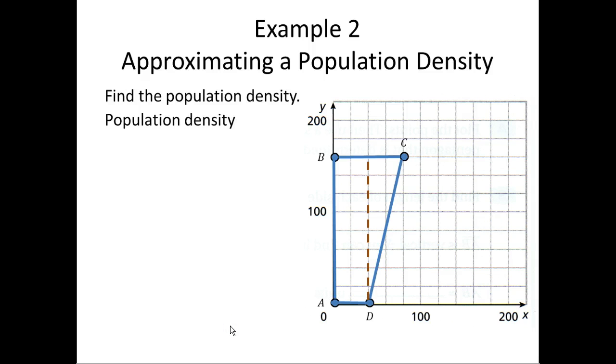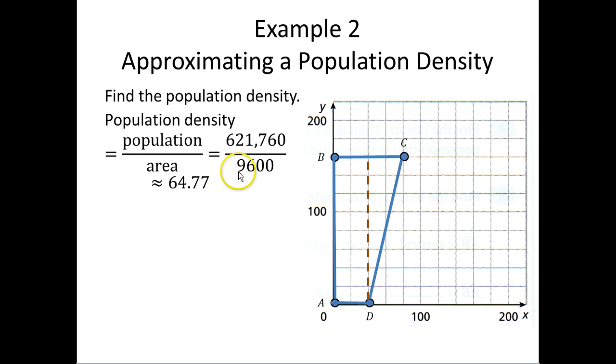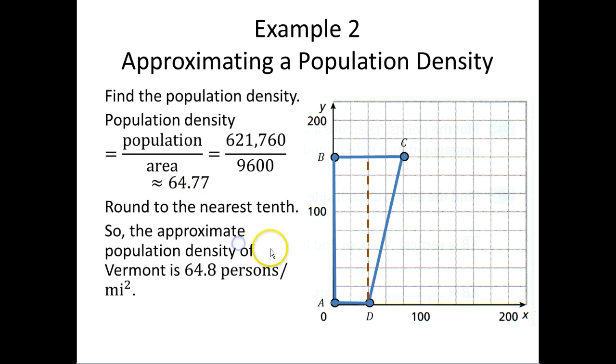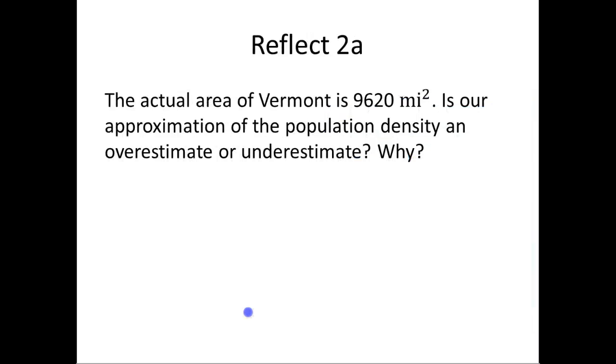So in order to find the population density, I need to take the total population of Vermont and divide that by its area, because remember, that's the definition of density. So the population was given to us as 621,760 people divided by the total area, 9,600 miles squared. That gives us a population density of 64.77. And if we're rounding to the nearest tenth, that's going to give us a population density of about 65 people per square mile.